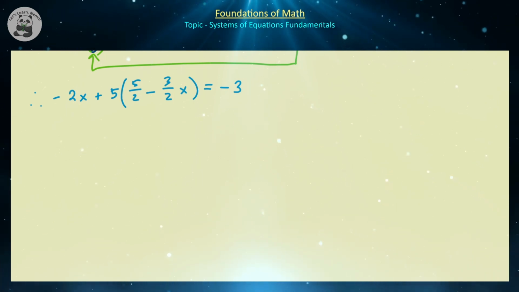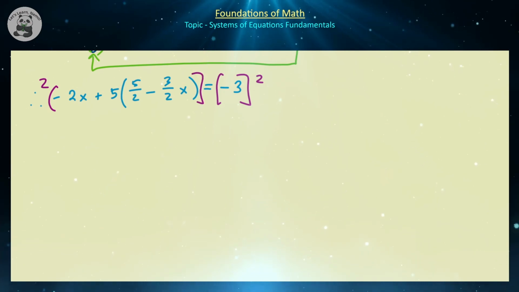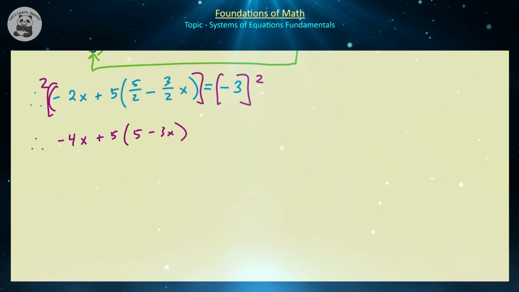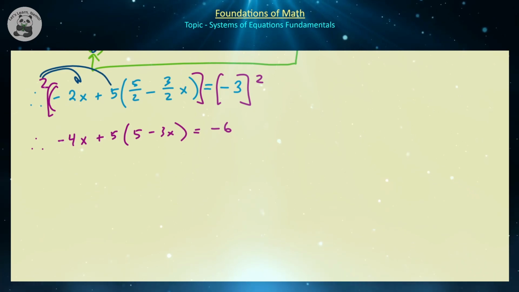Okay, so let's clean this up a bit, and let's actually get rid of these fractions in the bottom. So let's multiply both sides of this equation by 2. Once we do that, we're going to have minus 4x plus 5 times 5 minus 3x is equal to minus 6. In case you don't know what's going on there, this 2 distributes there, this 2 distributes there, and then we distribute it into those interior two fractions, and that 2 is obviously multiplied by minus 3.